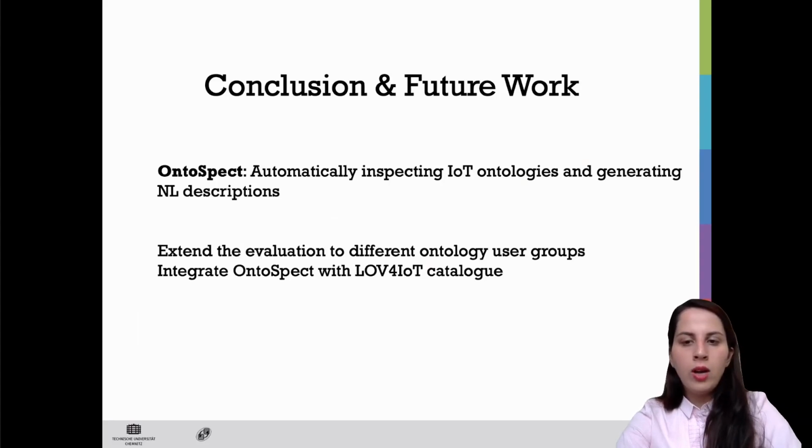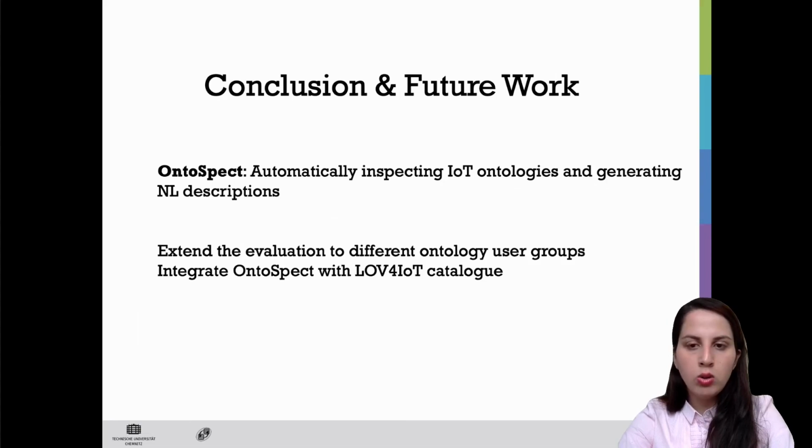Overall, our results show promising quality, indicating that Ontospect can be helpful for inspecting IoT ontologies. For future work, we intend to further evaluate Ontospect with ontology users that want to embed it within their corresponding work processes and IoT application development process, and to also integrate it with the LOV4IoT Ontology Catalog.